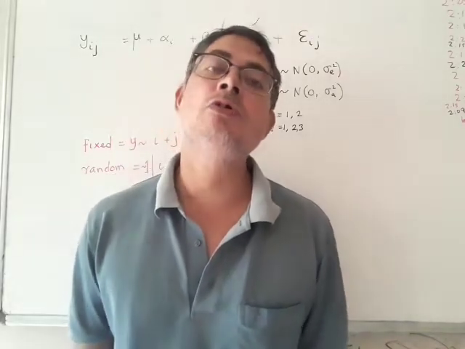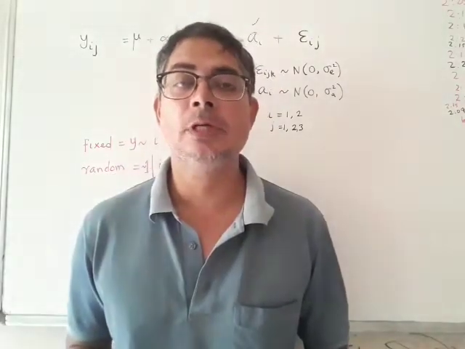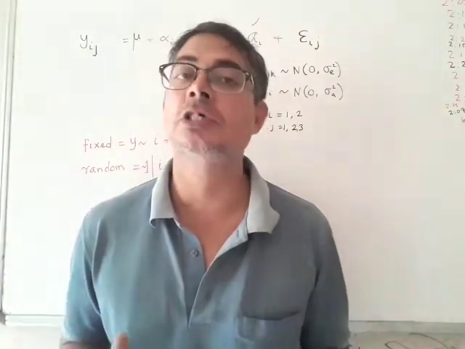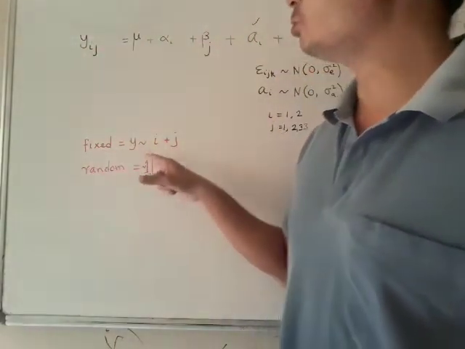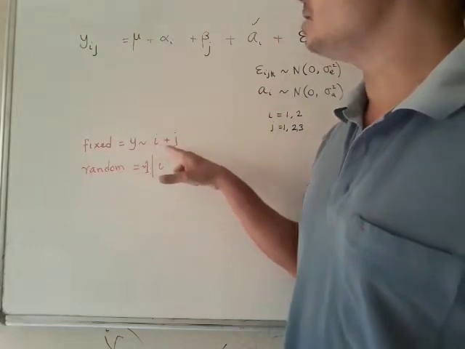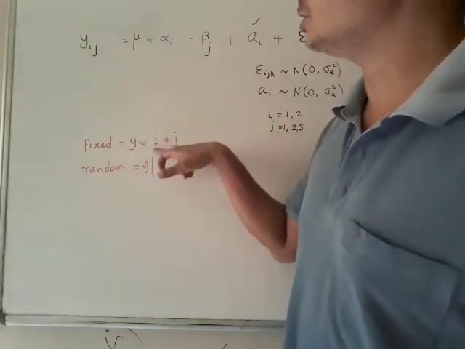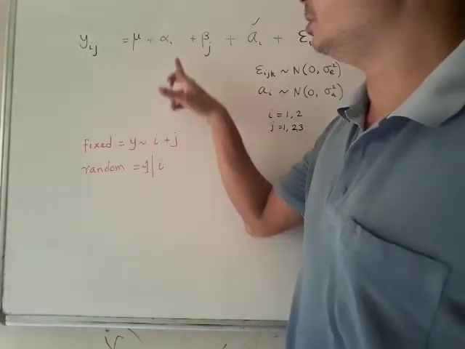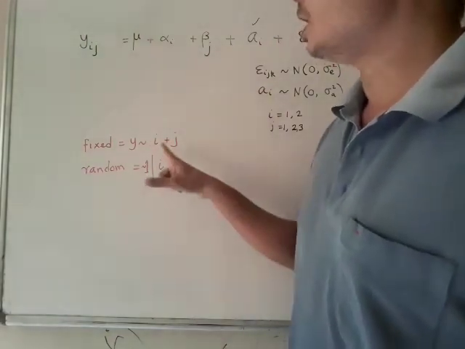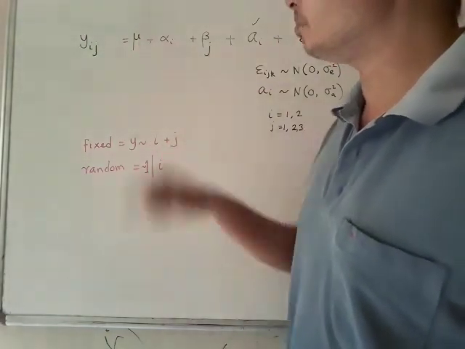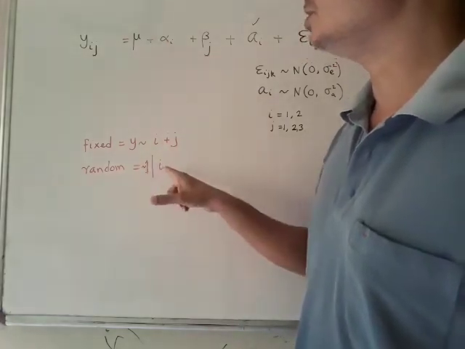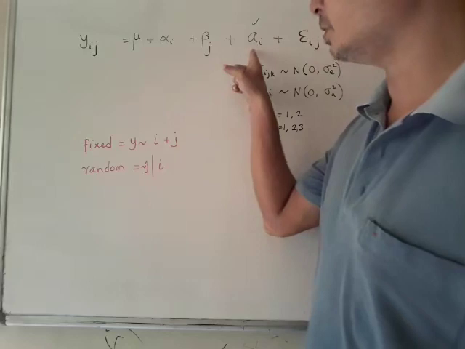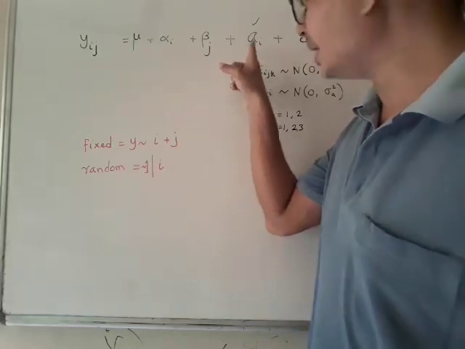Now if you want to express this model in R using the function lme, then here is the syntax. You write fixed equal to y tilde i plus j. I am using the same name for both the variable as well as the subscript. i plus j, 1 is implied, and the random is tilde 1 given i. That is for the alpha, for the a i term.